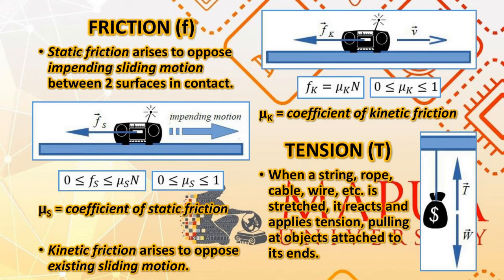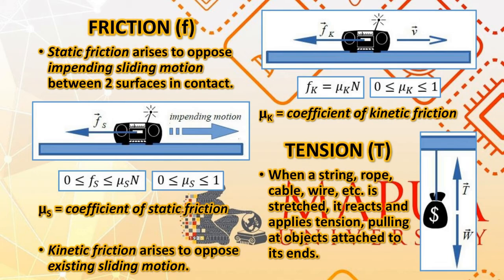Now, mu s, the coefficient of static friction, does not have any unit. It is a unitless quantity, and it ranges typically from 0 to 1. Note that mu s can never be less than 0. That is to say, it cannot be negative. But depending on the circumstances, mu s may be greater than 1. The typical values for mu s range from 0 to 1, so don't be surprised that in some problems, mu s will be greater than 1.